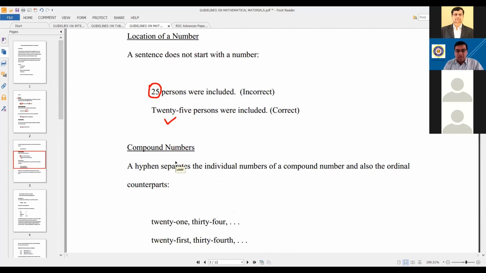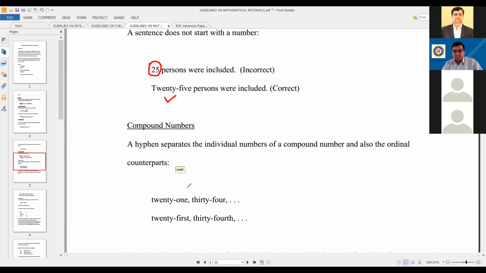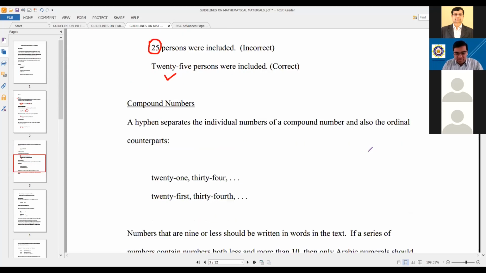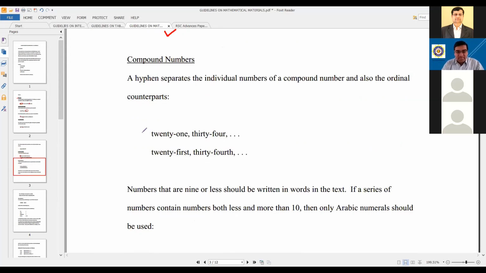Then for the compound numbers, again, this is very important. Hyphen separates the individual numbers of a compound number and also the ordinal counterparts. Like 21, 34, these are compound numbers. 21st century, 34th rank. So use hyphen in between.